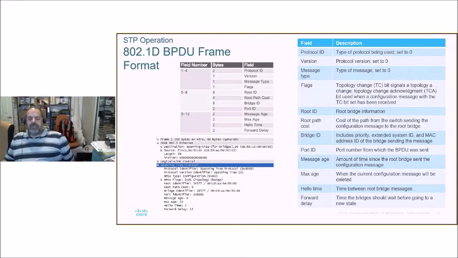So the root path cost, of course, will accumulate the further you go away from the root bridge. The bridge ID is that of the switch that sent it. Port ID: what port number was it? Message age is the amount of time since the root bridge sent the configuration message. And then the max age is when the current configuration message will be deleted. Hello time is the time between root bridge messages. It's normally 2 seconds. And then there's a forward delay, which is the time the bridges should wait before any new state. I think that's normally 20.